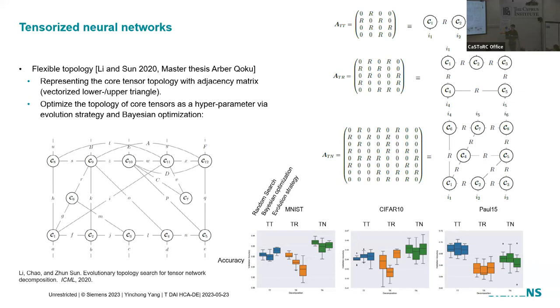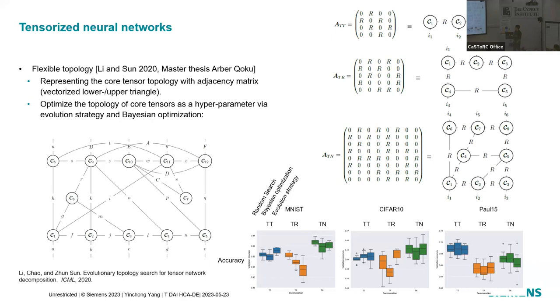So we took that idea and proposed that, well, if we can do that, then we can actually take, for example, the upper triangle of this adjacency matrix, vectorize it, reshape it as a vector, and optimize that as a hyperparameter, meaning that we perform two nested optimizations. In the outer loop, we try to find the optimal topology of the core tensors. In the inner loop, we try to train the values within the core tensors. We have this master thesis by Abakuku, who did quite a number of experiments on the idea of this nested optimization.